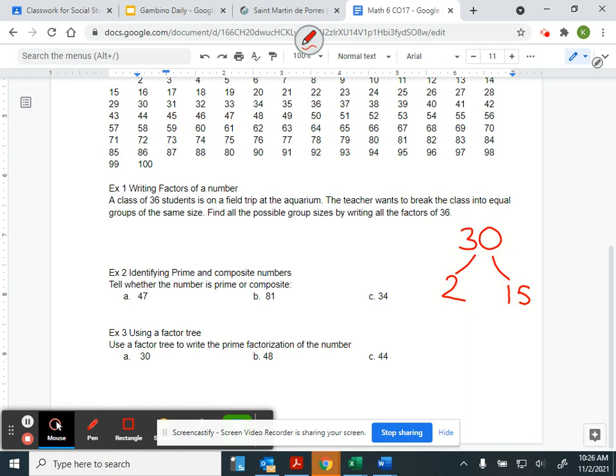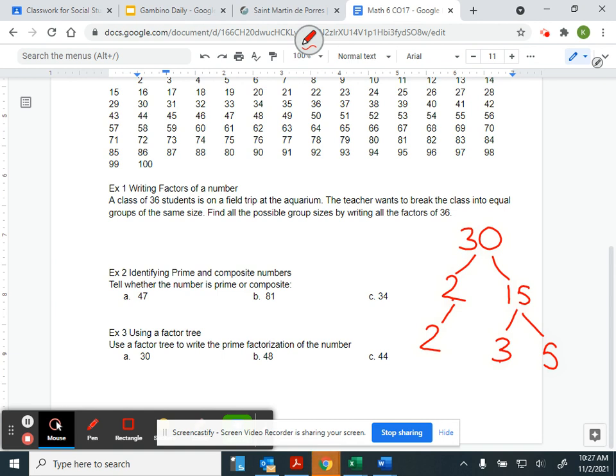Do you have to go with the 2 and 15? No, you could do 6 and 5. You could do 10 and 3. Do what works for you. It works for me whenever I see an even number to break it up by my 2's. So 2 cannot be broken down anymore. That is a prime number. 15 is not prime, so I need to break that down. 2 is going to stay because if you can't break it down anymore, it's prime. 15 can be broken down to a 3 and a 5. 3 is prime, 5 is prime.